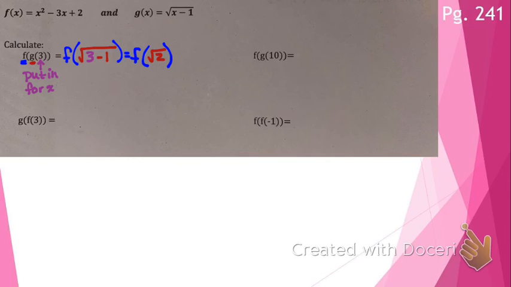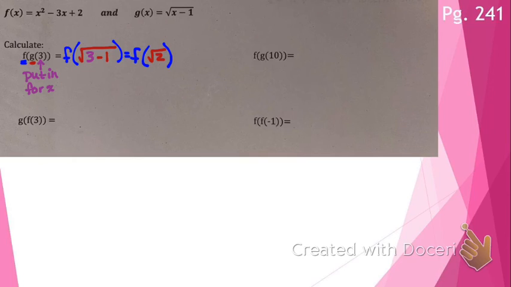The square root of 1 is 1, and the square root of 2, I'm not worried about what it is. I'm just going to leave it like that because you're right, it is a decimal. It's gross and messy. So I'm leaving it like this right here. This is what we're going to put into our function f.